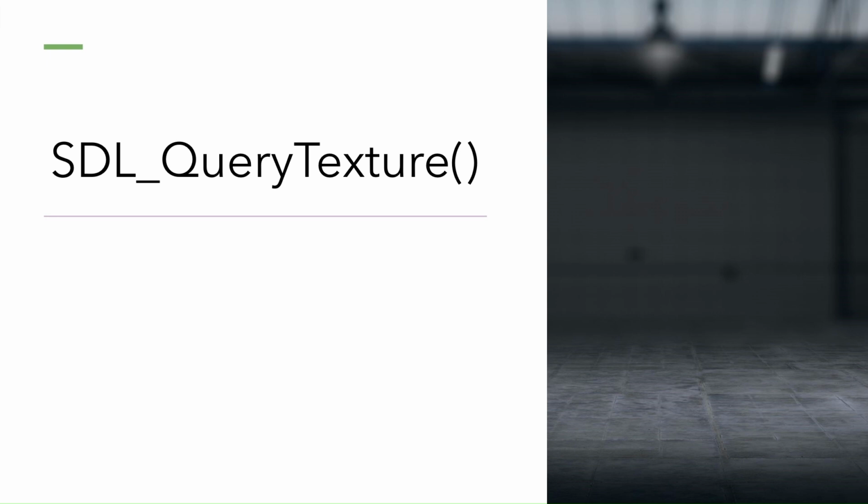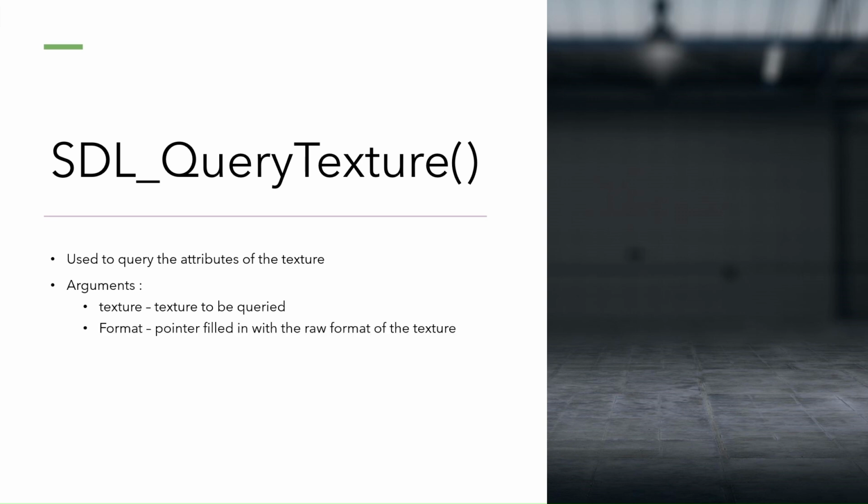This function allows us to retrieve or query attributes of the texture or the image. It needs certain arguments. Of course, it will need the image or the texture to be queried. And once we've provided that, we can also provide pointer variables to retrieve, for example, the format. Now, in terms of the format, it could be any one of the formats that are defined in the SDL library.